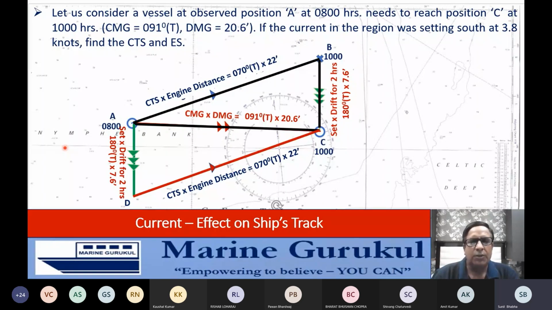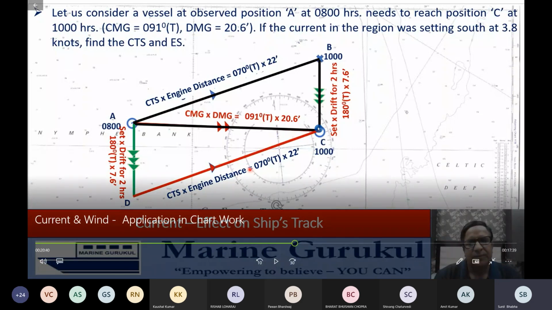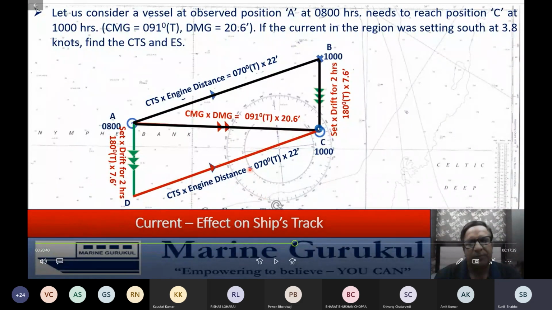So in chart work, if we have CMG and we have to get the CTS, we would draw the current at the starting point of the CMG line and draw the triangle as the lower part of the parallelogram represents. Okay beta, is it clear up to here? Any doubts or queries coming in your mind?